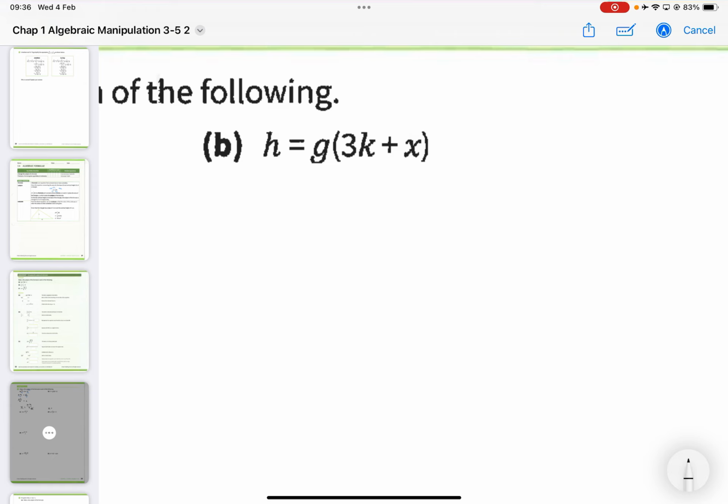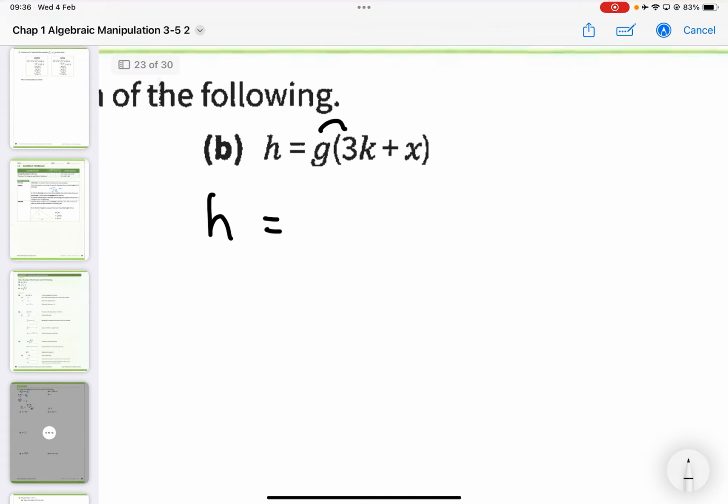So left hand side I cannot do anything. h is still h. Right hand side I want to open up the bracket. So opening up the bracket is your expansion, your rainbow method. g multiply the bracket means g must multiply everything inside the bracket. Inside the bracket got 3k, got x. So my g must multiply 3k, so I will have 3 times g times k. Then my g must multiply x also, so I will have positive gx also. Oh, very good.